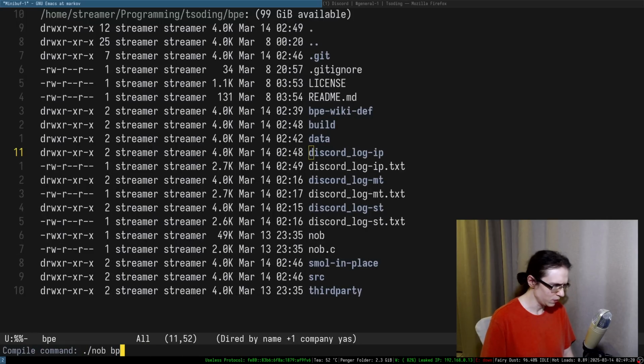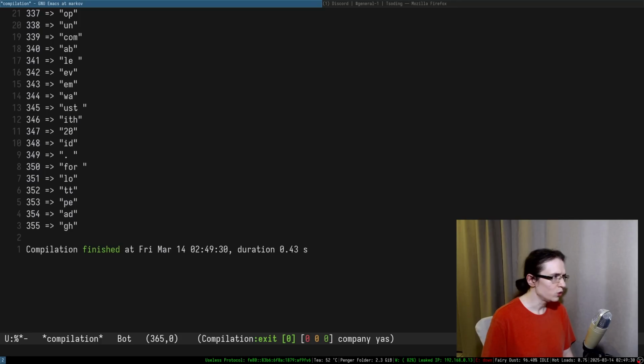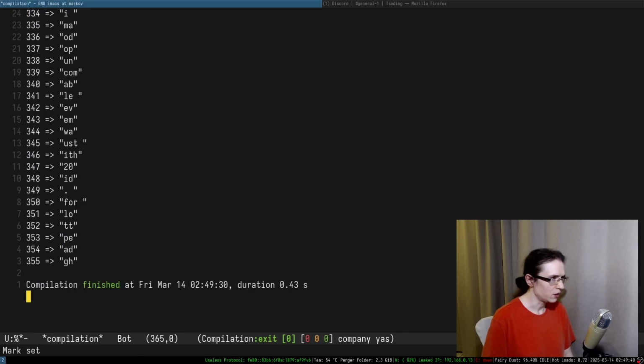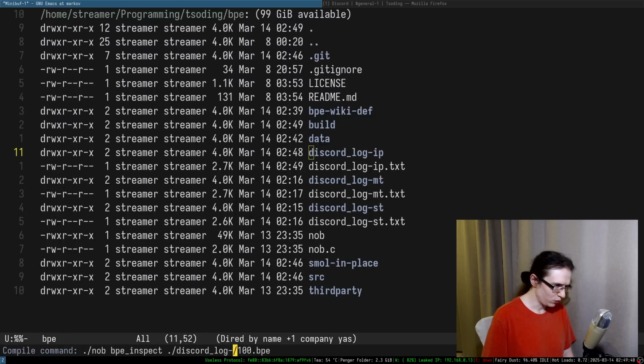So BPE inspect, Discord. I want to take a look at the multi-threaded version. So 100 BPE. Right, so what do we have in here? Okay, it kind of makes sense, right? There are some tokens that we identified in here, like ing, things that repeat way too many times. Okay, let's try to do that on IP1.